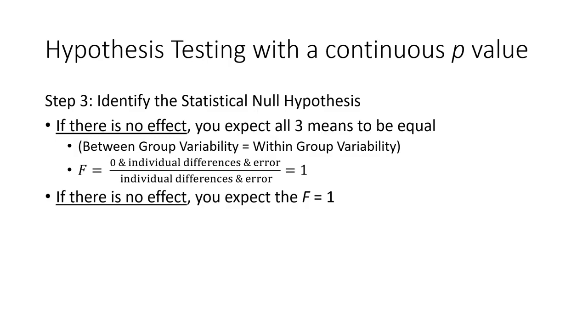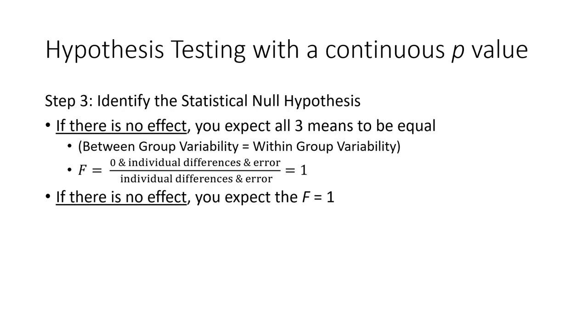The next step is to identify the statistical null hypothesis. In this case, we're saying that all 3 sample means are going to be equal to each other if the null is true. Another way of saying that is that the between group variability, the variability created by the treatment effect, the individual differences, and measurement error, that number that is generated by combining all of that variability, is about the same as the within group variability, which is just individual differences and measurement error.